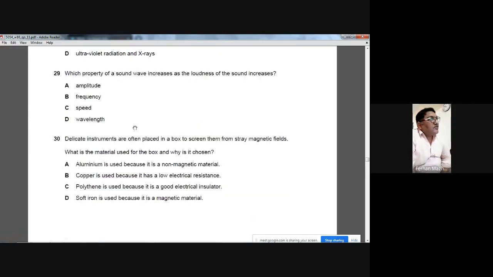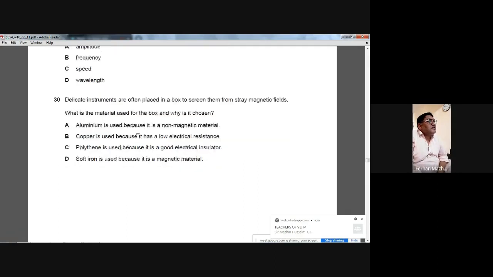And then he says, which property of sound waves increases as the loudness of sound increases? Loudness depends upon the amplitude. So, because the loudness depends upon the amplitude, the amplitude will increase. So for 29, the option is A.